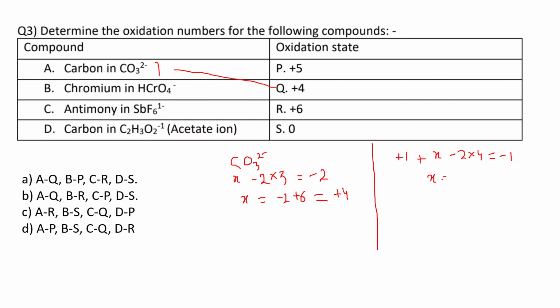X will be -1 plus 8 minus 1. So X will be what? +6. So this will go R. Let's calculate for option C.